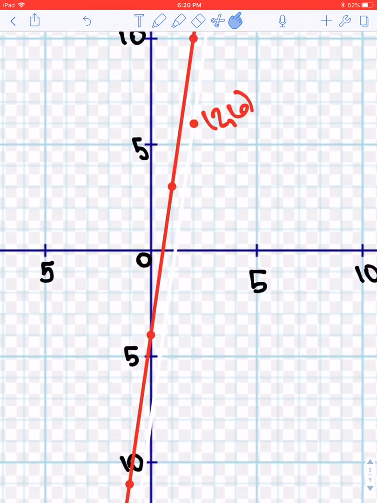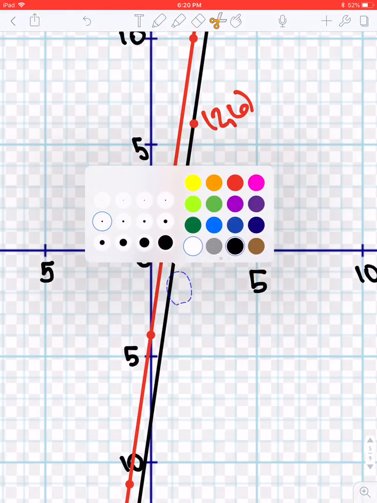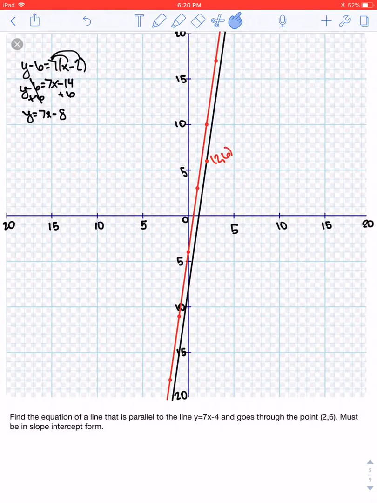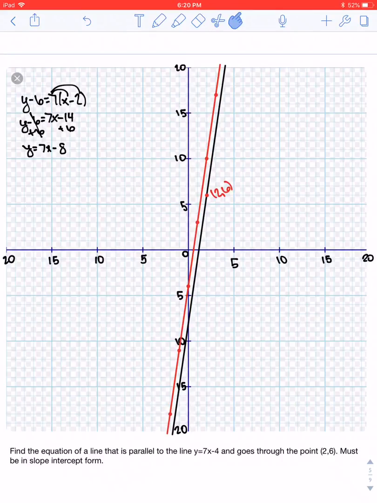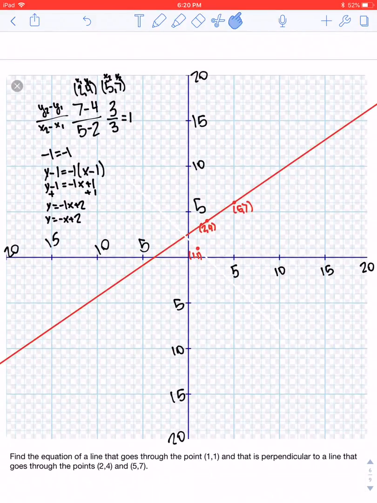So then this would result in this line, and you can see that the two lines are parallel and it goes through the point 2, 6. So the final example is a little bit more challenging, but it incorporates all of the principles that have been learned and one new one.